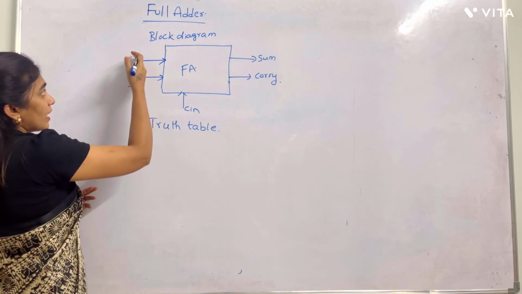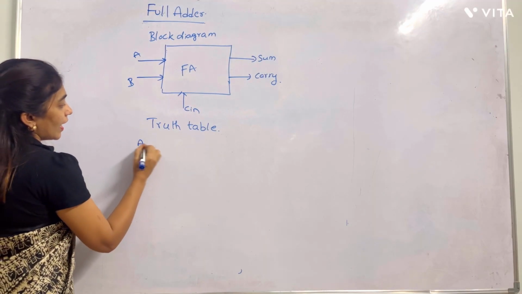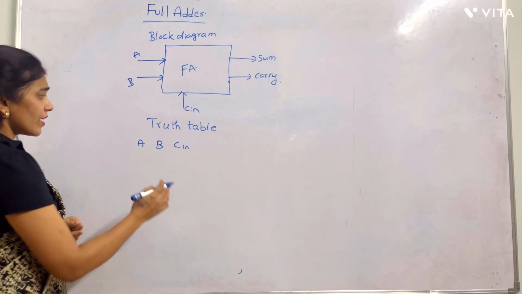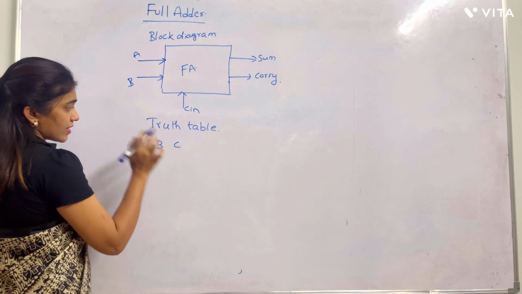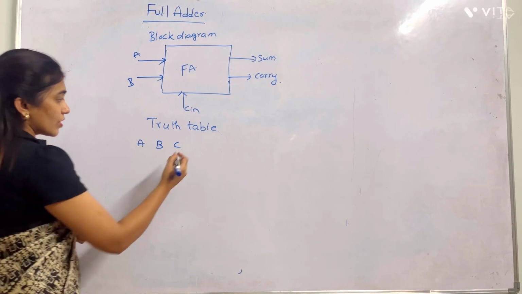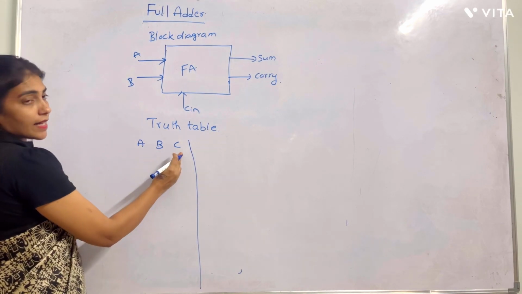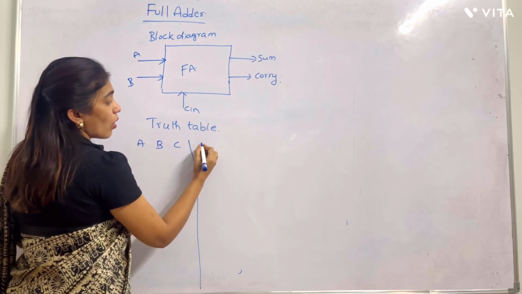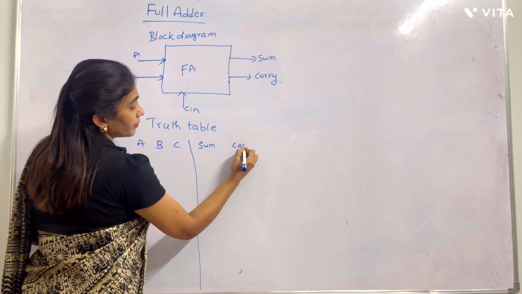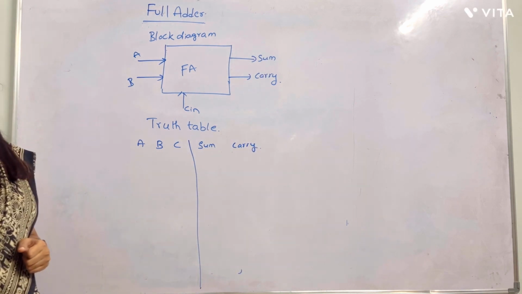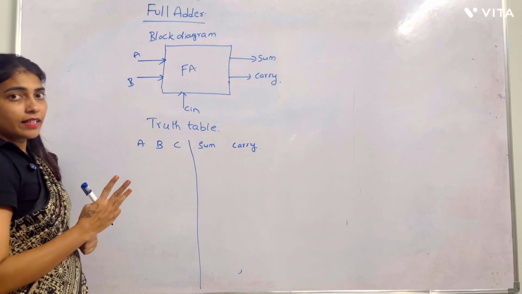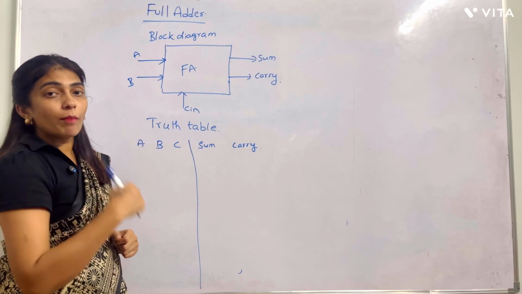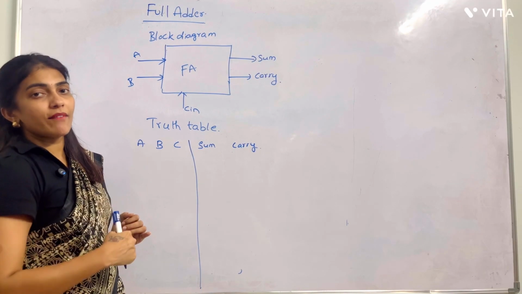How many inputs are there? Three inputs, A, B, C in. You can take it as C also, it's your wish. A, B, C are the inputs. Next, the output columns. How many outputs are there? Two outputs, sum and carry. The number of inputs is 3, so how many combinations will come? 2 power 3, 8 combinations, from 0 to 7, right?